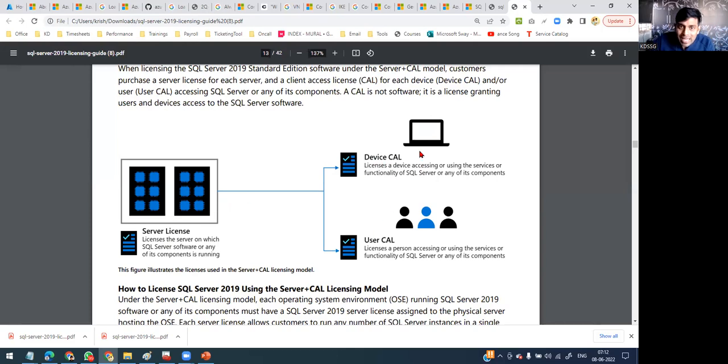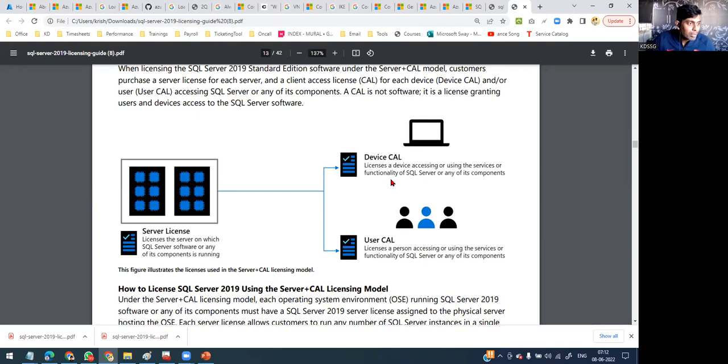Second thing, sir, device CAL. Device CAL means licensing a device, meaning a laptop that will connect to this server and use the software. Data is present here, databases are stored here, and with this laptop you are accessing data. Second one, sir, user CAL. User CAL means licensing a person. This person may use any laptop, anytime, from anywhere. So this is called server plus CAL. Clients who are using this database, them also you can license.